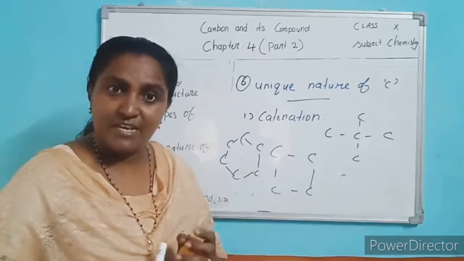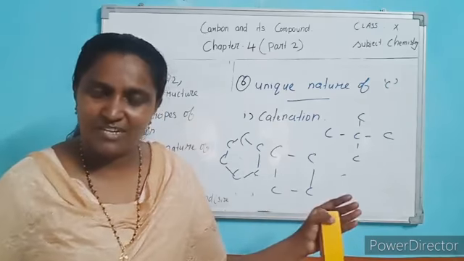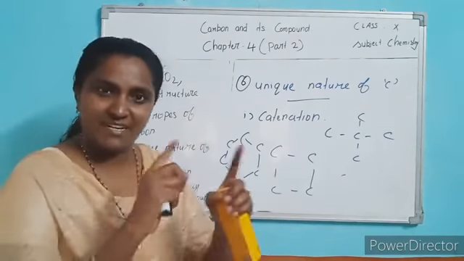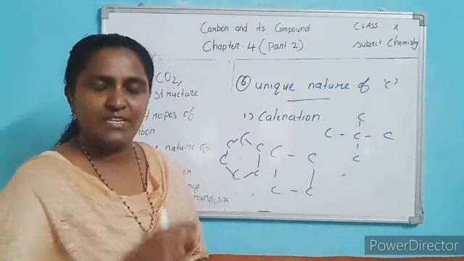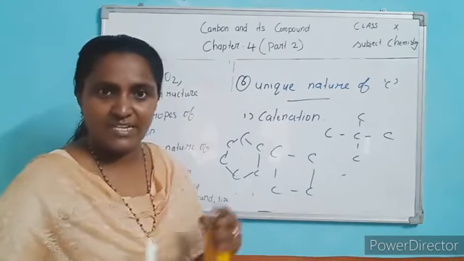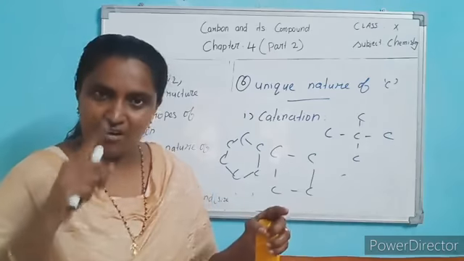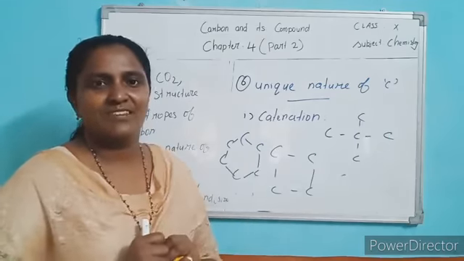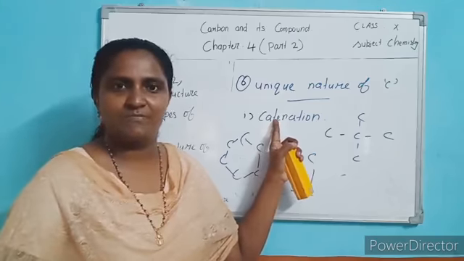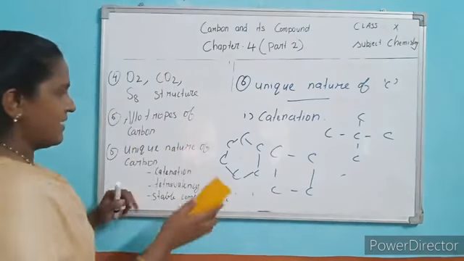What is catenation? Self-linking of carbon with another carbon to form a long chain, a branched chain, or a cyclic compound. This property of carbon is called catenation. Only carbon has such a property. That's why it is called the unique nature of carbon. Understood? The next property is tetravalency.